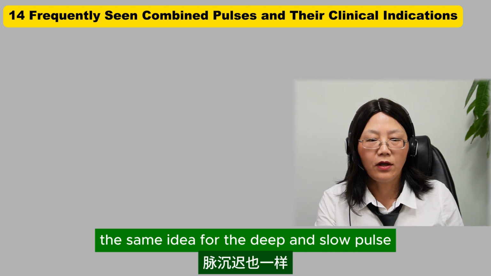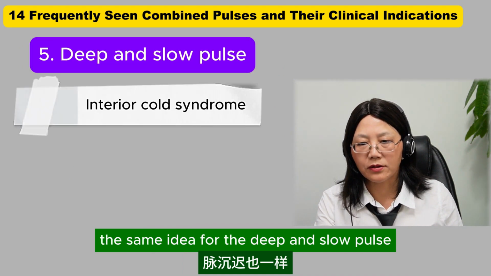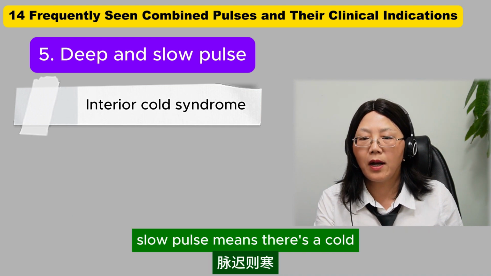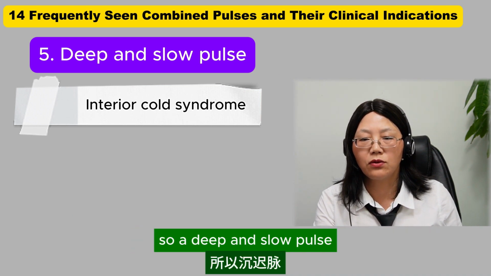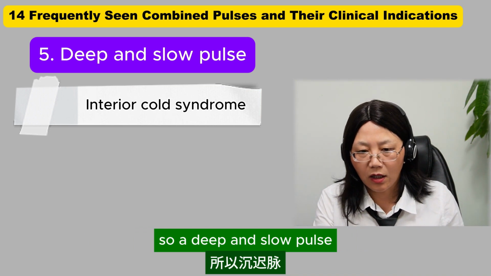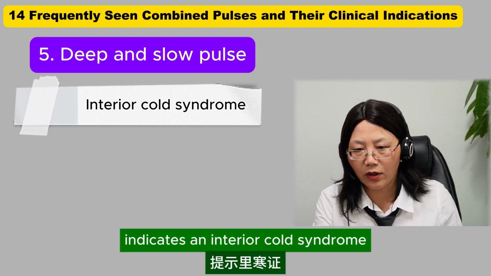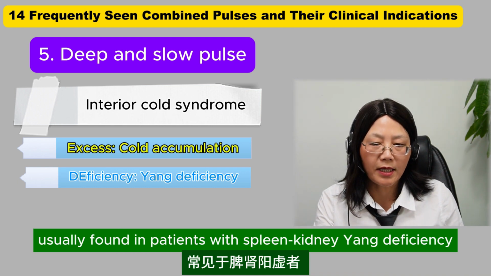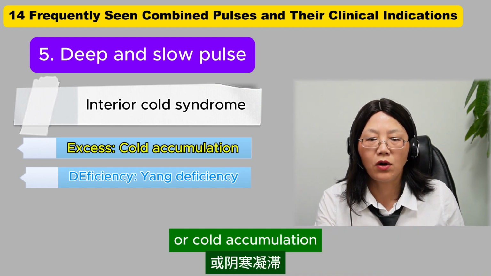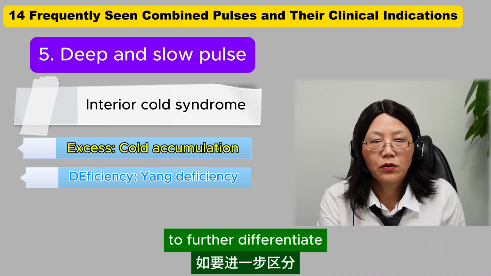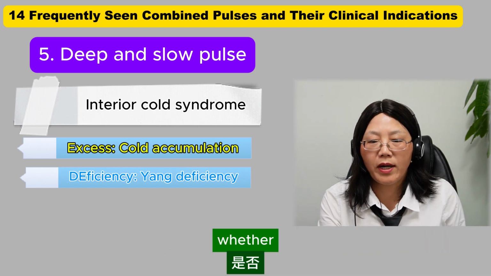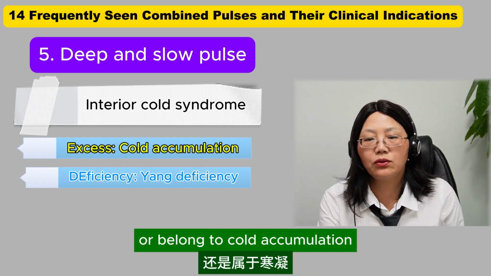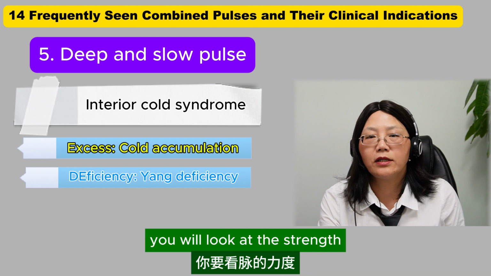The same idea for the deep and slow pulse. Deep pulse means it's an interior problem. Slow pulse means there's a cold. So a deep and slow pulse indicates an interior cold syndrome, usually found in patients with spleen kidney yang deficiency or cold accumulation. To further differentiate whether it belongs to the spleen kidney yang deficiency or cold accumulation, you will look at the strength.